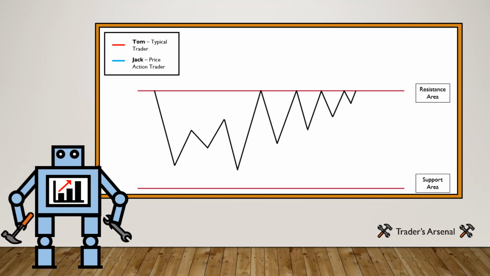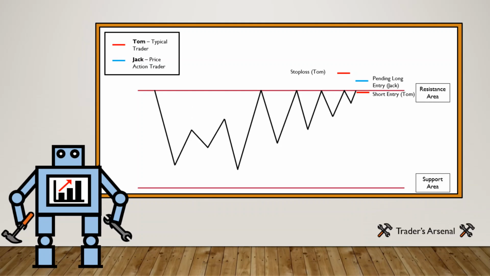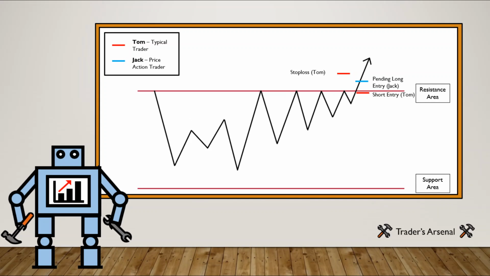When the price approaches the resistance area, Tom goes short and places his stop loss slightly above the recent swing high. Jack places a buy limit order above the resistance area in anticipation of the price breaking out of the ascending triangle pattern. If the price breaks out of the ascending triangle pattern, this will trigger Jack's buy limit order.